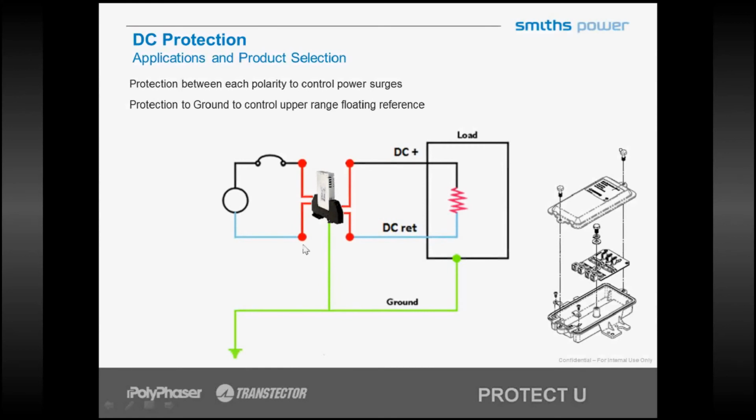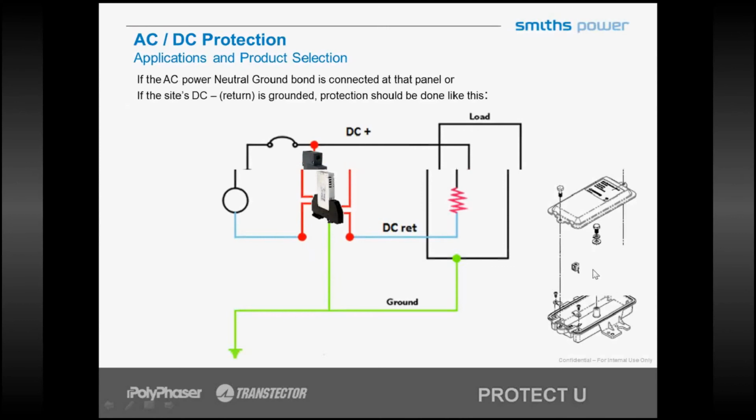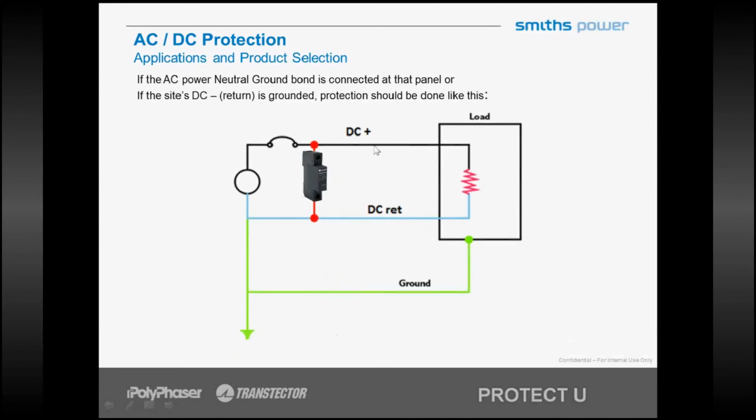The DC Defender product installs in an identical manner. You'll see that it will handle higher levels of DC current for larger loads that might be in the application. You'll see an AC and DC protection. You'll see the very common plus to minus return protector. This would be the same as line to neutral, and it's a very common application for our AC and DC surge protection products.